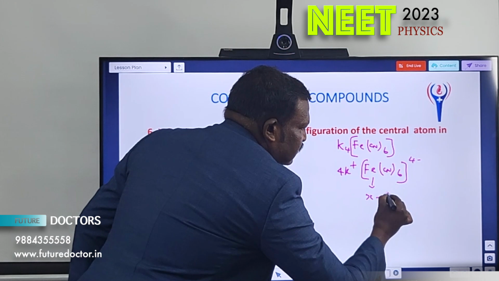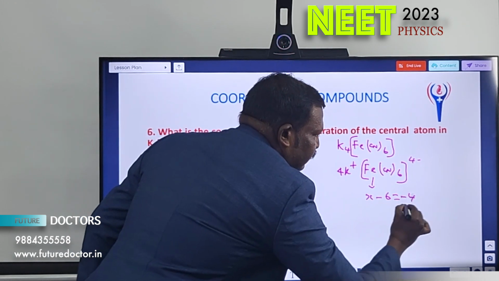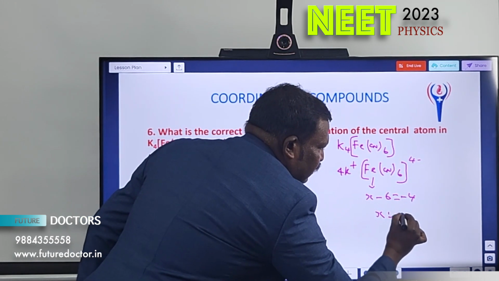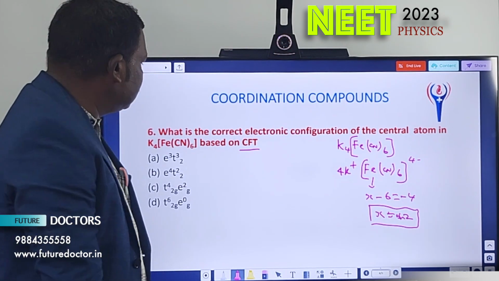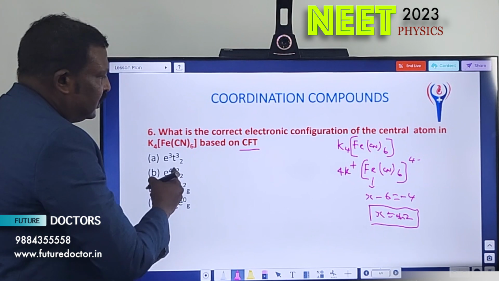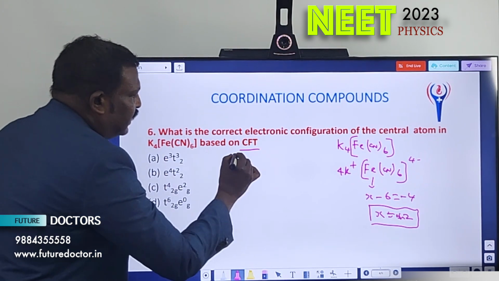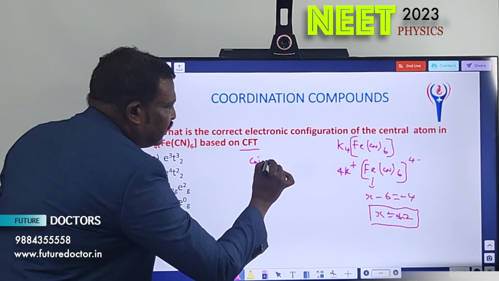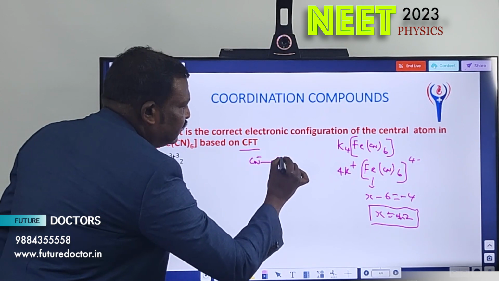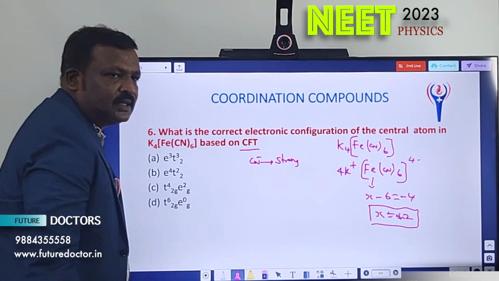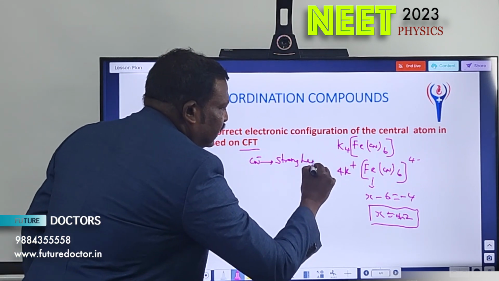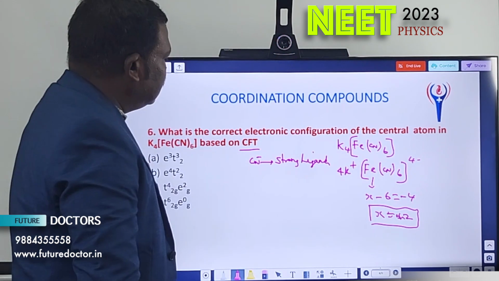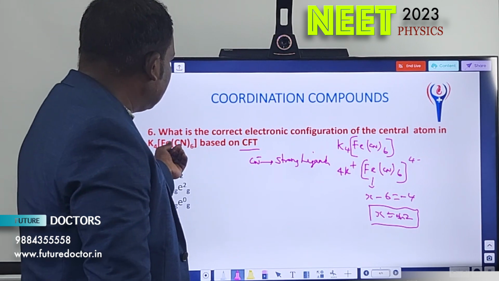So minus 6 is equal to minus 4, X is equal to plus 2. Correct or not? Okay, X is equal to plus 2. Then here, CN minus is a strong ligand. In the spectrochemical series we study weak ligands and strong ligands. CN minus is a strong ligand. Strong ligand means it is an octahedral complex.